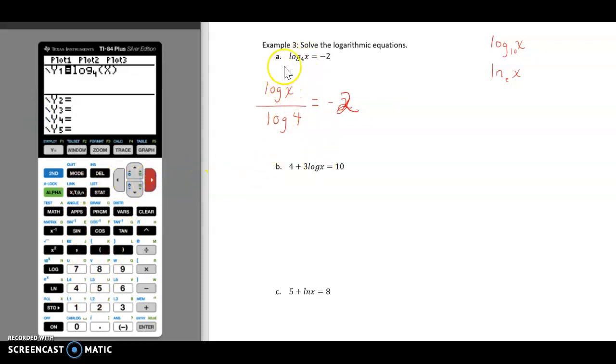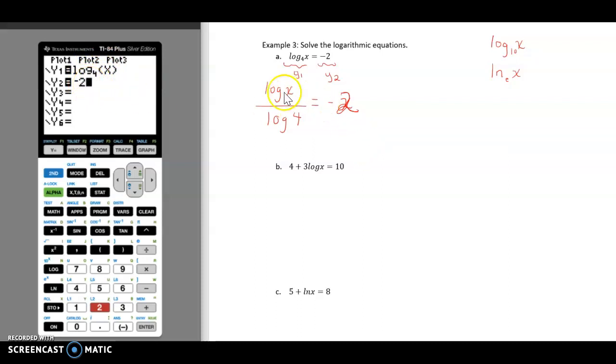X, okay? So we're trying to solve this equation. So the left side would be log base 4 of x. So that would be y1. And y2 would be negative 2. We're going to try to find the intersection of this log equation and this horizontal line.